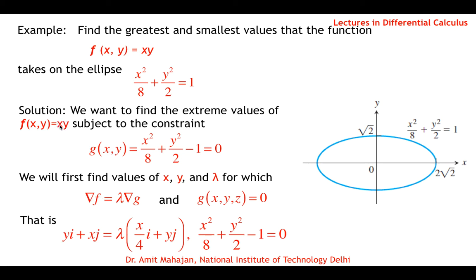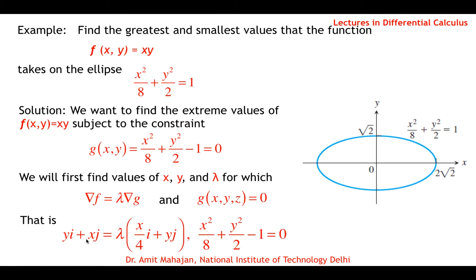So we can calculate the gradient of this function: i times the x derivative of this, which is y, so we get y times i plus j times the y derivative of this, which is x, so plus x times j. This is gradient f, equals lambda times gradient g, meaning the x derivative of this, which is 2x by 8, that means x by 4 i, plus the y derivative of this, which is 2y by 2, that means simply y j. And this condition g equals 0, which is this function equal to 0.